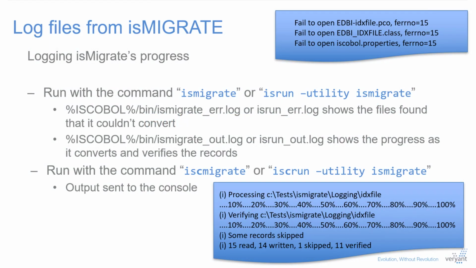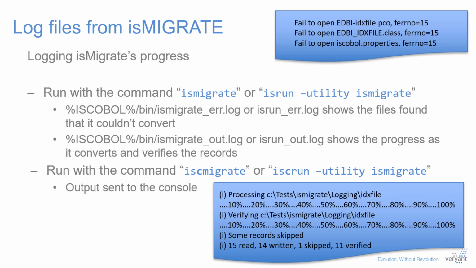In this video, we're going to talk about some of the log files that you can get from ISMIGRATE. The basic log information that's always generated with ISMIGRATE is the out and the error.log files that are generated in the bin folder. Now remember, if you include a -C in your command, ISCMigrate or ISCRun, then this information is going to go to the console instead of these log files.